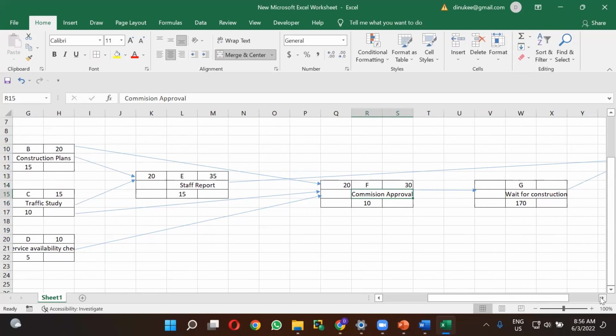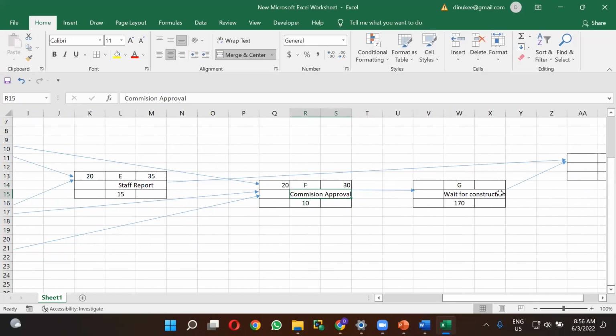Right, now we are done with the F activity. So now we can go for the G activity. For G activity, what is the early start time?